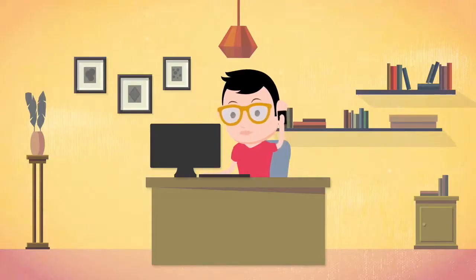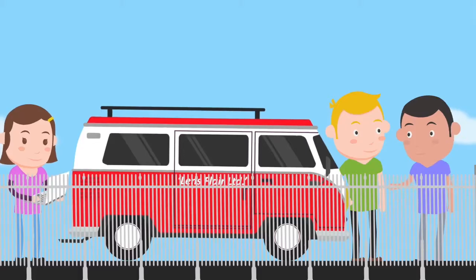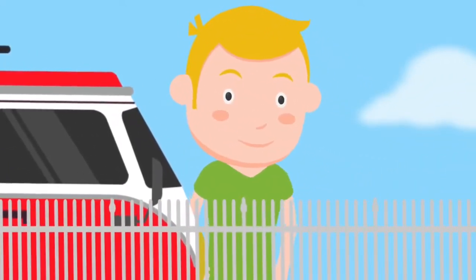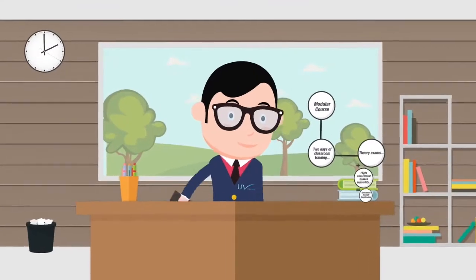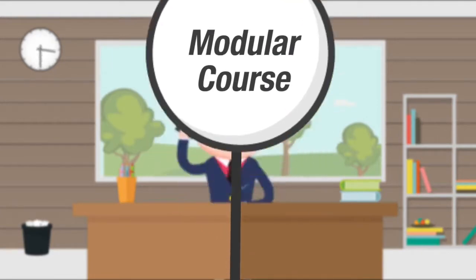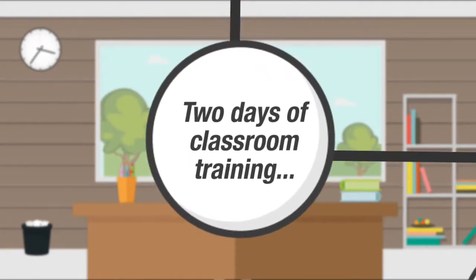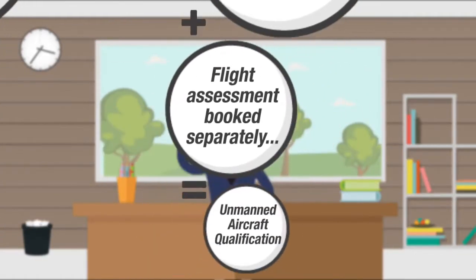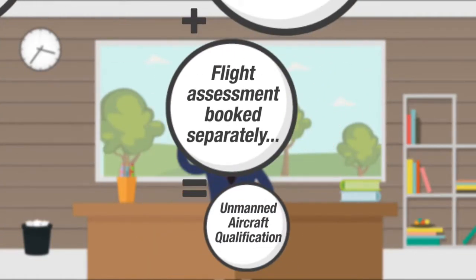Charlie thinks this is perfect for his employee Mike, as he already has a few hours of drone training and needs his PFAW quickly as work is coming up. The second option is the modular course and is for anyone wishing to have a break between the theoretical training and the flight assessment. This course runs over 2 days and will include classroom training and the theory exam. The flight assessment will then be booked separately, after which the candidate can obtain their UAQ.